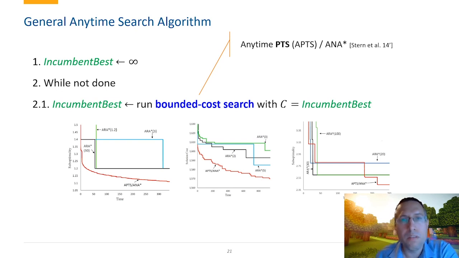It is worth noting that the other lines in these plots correspond to the famous anytime repairing A star algorithm, which is a very effective algorithm in many cases.